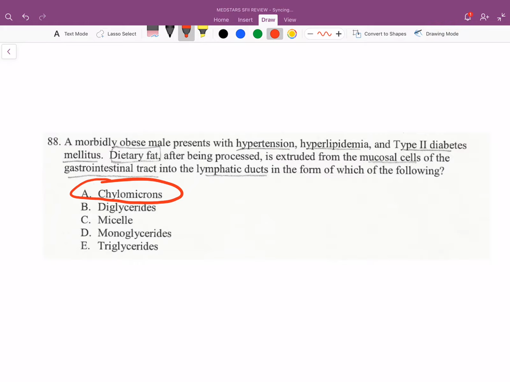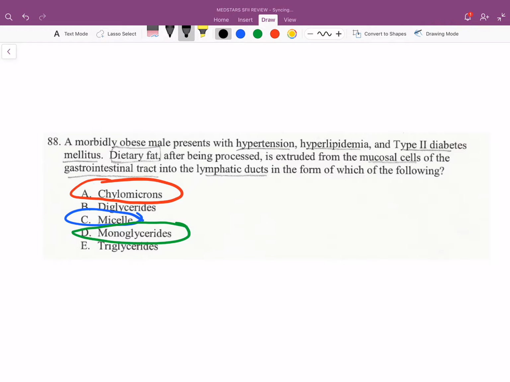If we were to rewind this question a little bit, and the question were to ask what makes the lipids soluble in the GI, then we're talking about micelles. If the question were to ask what is one of the breakdown products of triglycerides, the answer there would be monoglycerides, right? Do we get diglycerides? No.